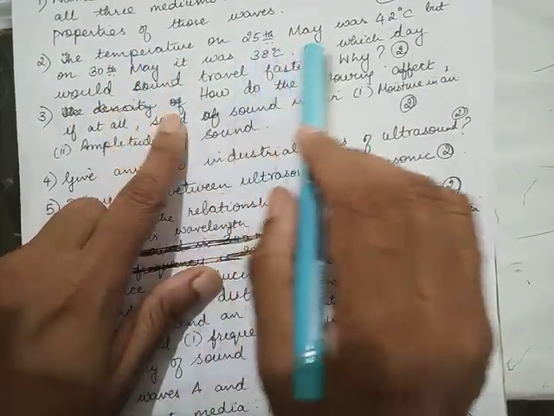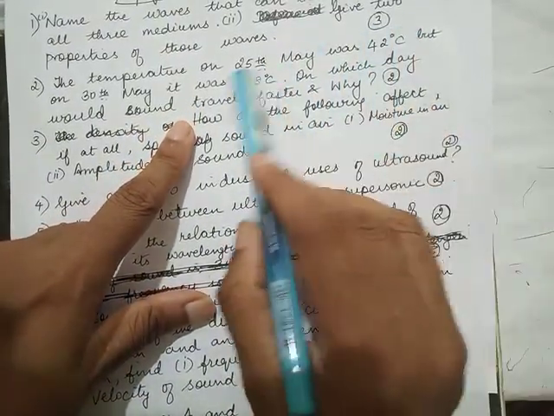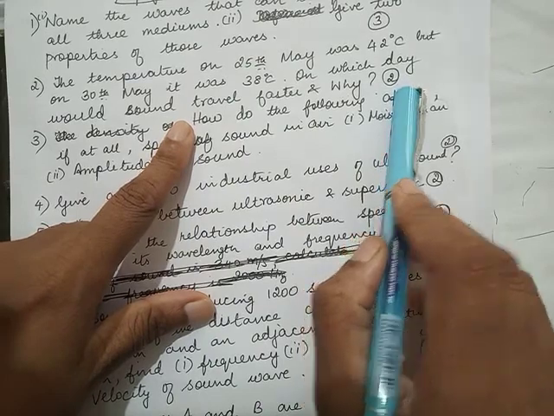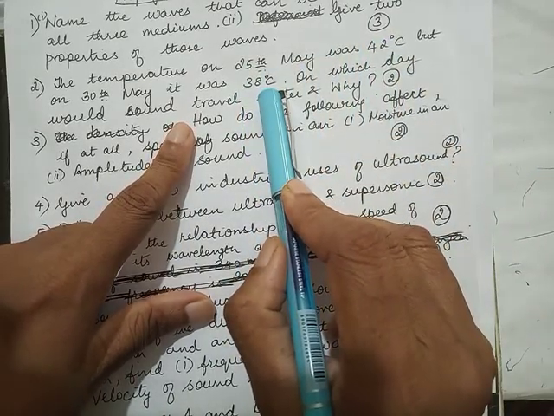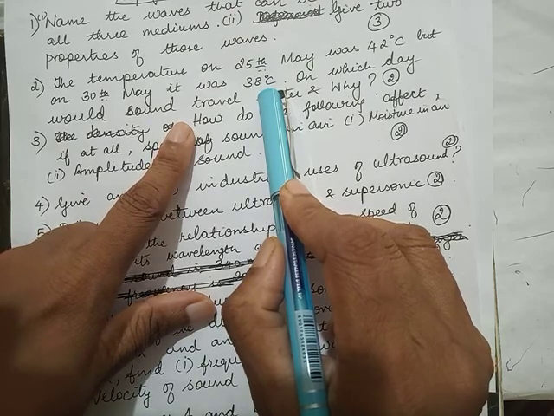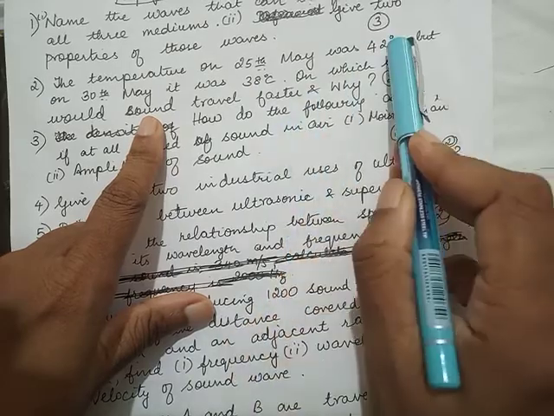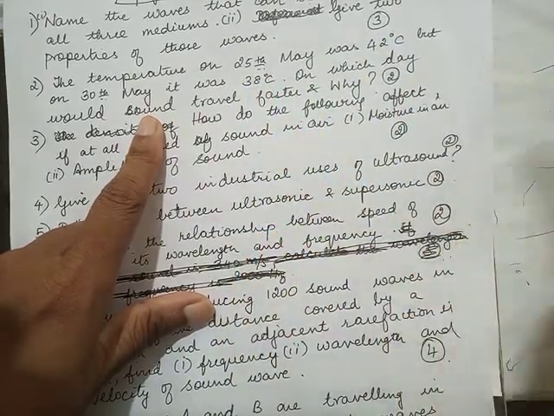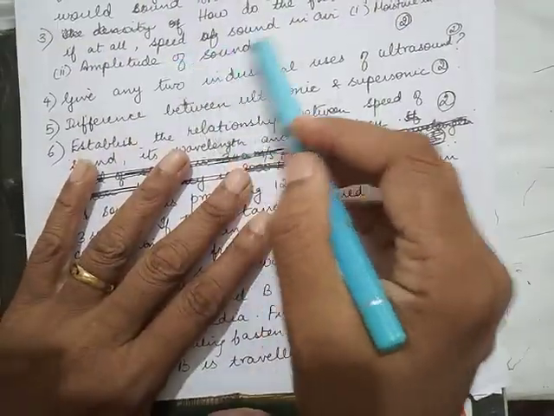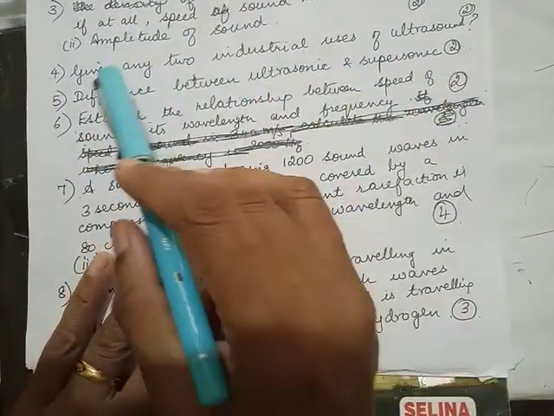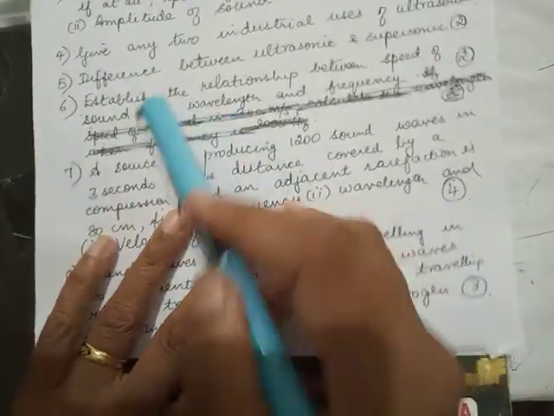Now this one: temperature on the 25th, 42 degrees and 38 degrees. When it is talking about temperature, please don't consider humidity. You only have to see the temperature and decide on which day the speed of sound will be more. Just see the temperature. The more the temperature, the more will be the speed of sound. Okay, this almost you all have done right. Questions 4 and 5 almost, because these are direct questions. You all have done it right.